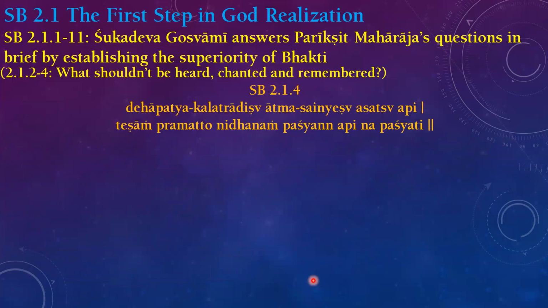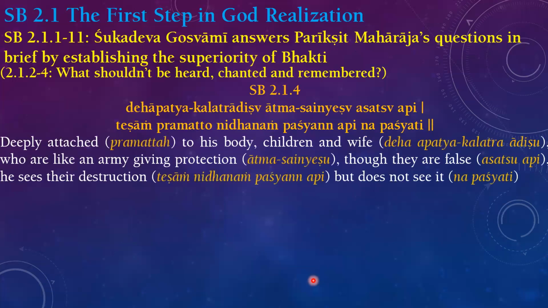Then what? Okay, this is normal lifestyle. What is so special? What's so wrong with that? The problem with that is this one, fourth verse. Deha patya kalatradishu atmasaineshu asassapi tesham pramatto nidanam pashyan api na pashyati. Deeply attached to his body, children and wife, who are like an army giving protection, though they are false, he sees their destruction, but does not see it.